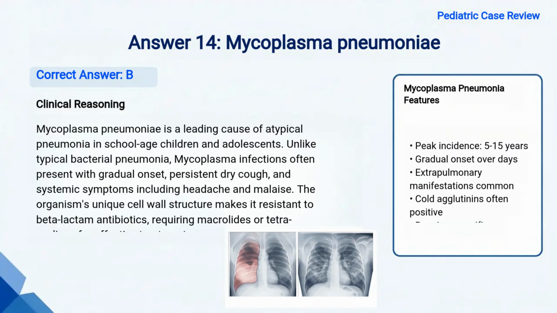The normal white blood cell count with lymphocytic predominance is characteristic and distinguishes it from typical bacterial empyema, which shows neutrophilia. Extrapulmonary manifestations are common and cold agglutinins are often positive. Crucially, mycoplasma has no cell wall, making it inherently resistant to beta-lactam antibiotics, including amoxicillin, cephalosporins, and penicillin. Effective treatment requires macrolides such as azithromycin or tetracyclines in older children.